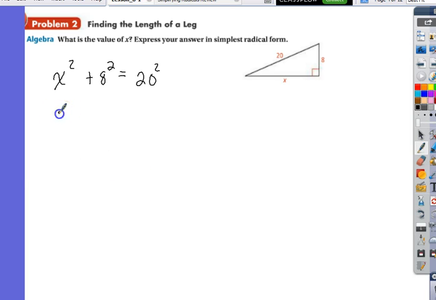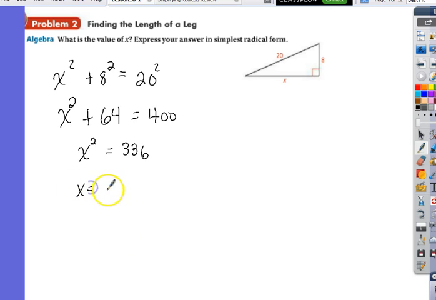All right. So x squared will stay x squared. 8 squared will become 64. And 20 squared will become 400. Ooh, that got big quick. And then if I subtract 64 from both sides, 400 minus 64 is 336. And then to solve this, I need to take the square root of both sides. So x will become the square root of 336.